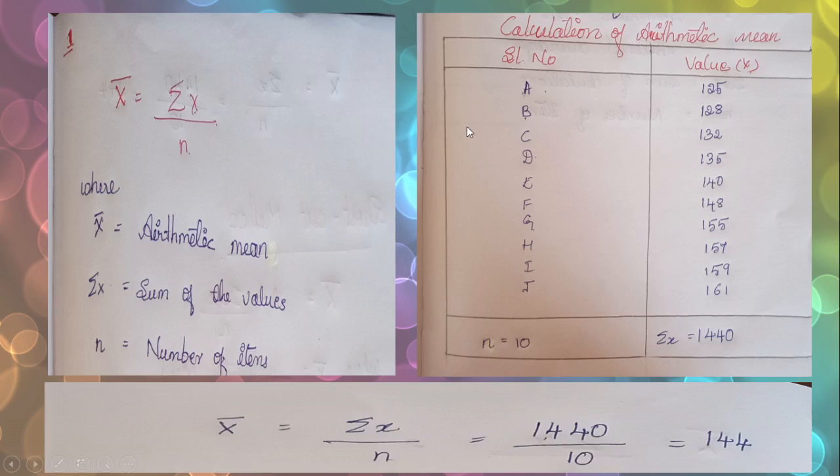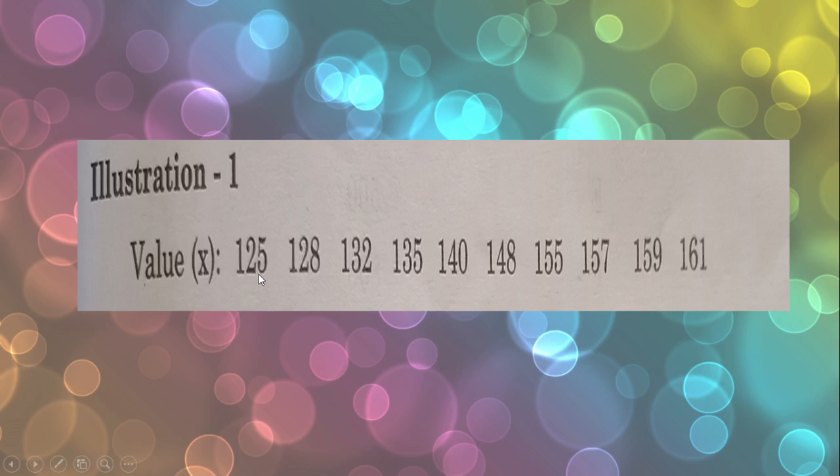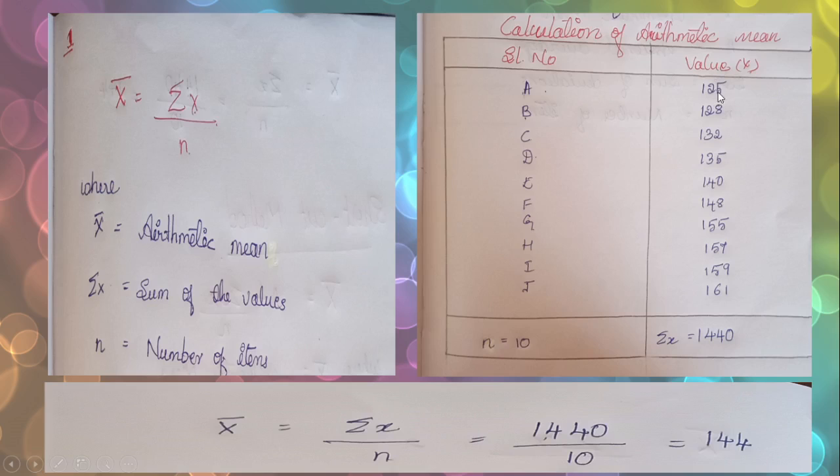We have to provide a table like this. For the serial number, we can put 1 to 10 or A, B, C, D or any serial numbers. I have put serial numbers A to J, and the values they have given here are 125, 128 and so on. These values are considered as x. I have rewritten them in this format. After that, I'll take the total, that is the summation of x. Summation of x indicates the total of these values, which comes to 1440.